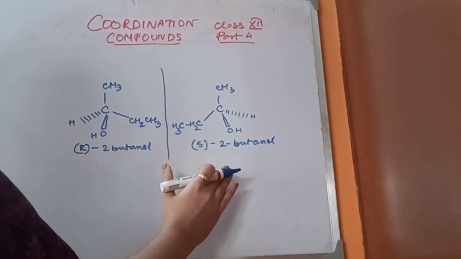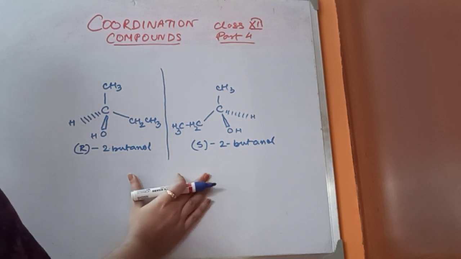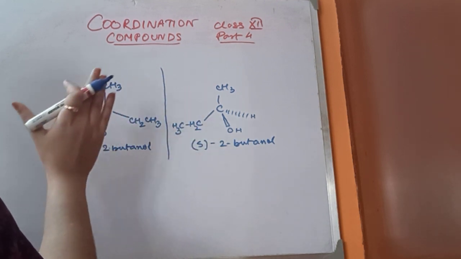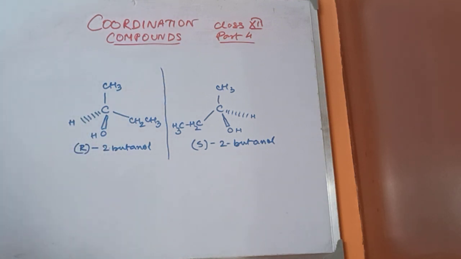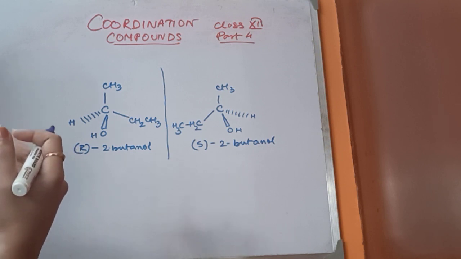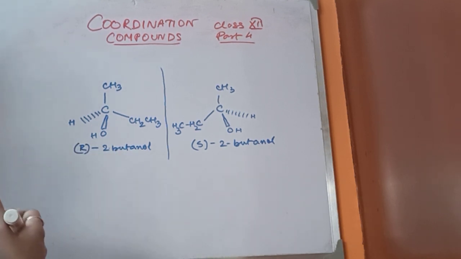These two isomers which are just the mirror images of each other are non-superimposable mirror images. The word non-superimposable is very important for optical isomerism. These two structures are known as optical isomers. And the molecule 2-butanol, R-2-butanol, is optically active.